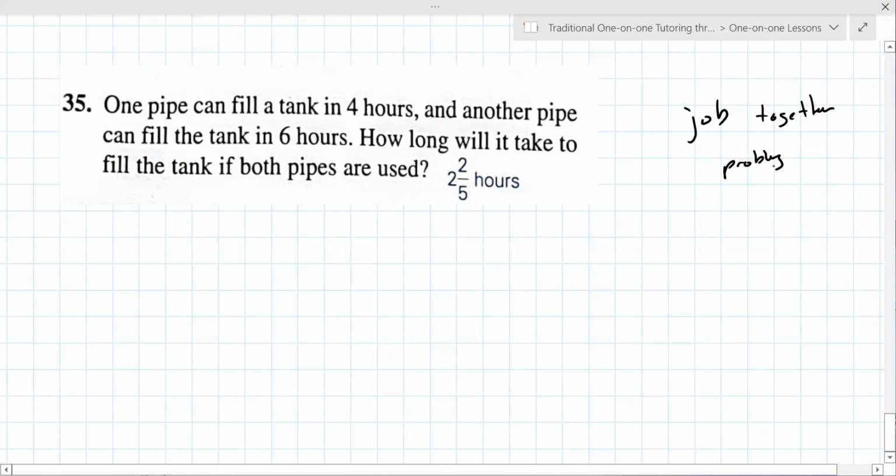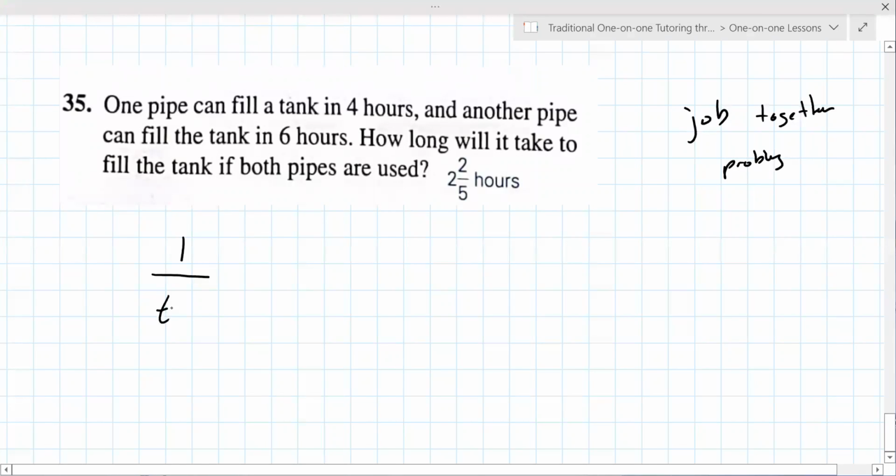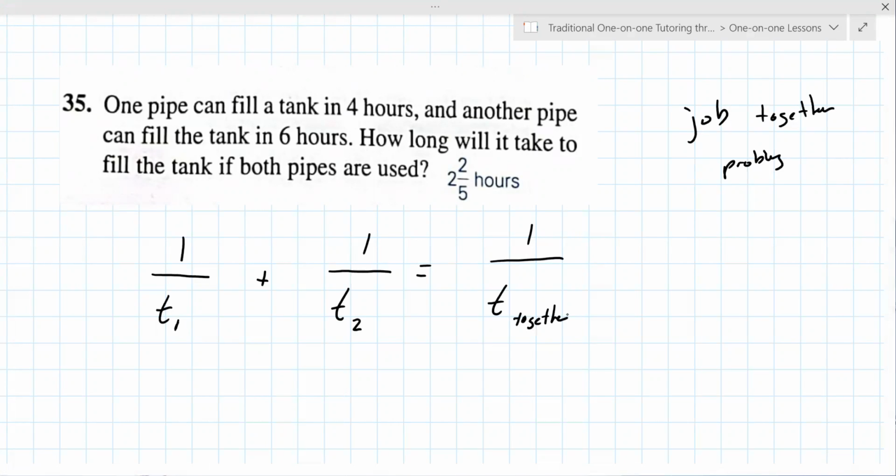Okay, now these have a shortcut that I want to show you, and this always works. So the formula is 1 over the time for person 1 plus 1 over the time for person 2 equals 1 over the time together. And we're going to see that work here in this problem. So this always works.